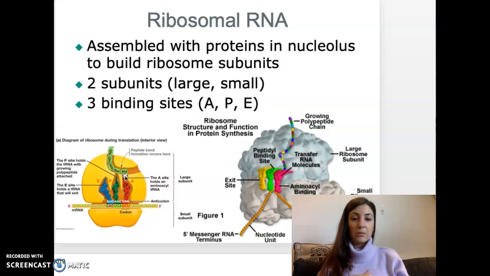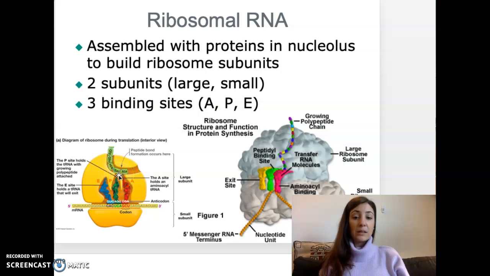If we do a little bit of review now, when we think about carbohydrates, we think glycosidic linkages. When we think about nucleic acids, we have phosphodiester bonds. So just a little refresher on what we learned about. Okay, so P stands for the peptidyl site. We're going to make a peptide bond between 2 amino acids.